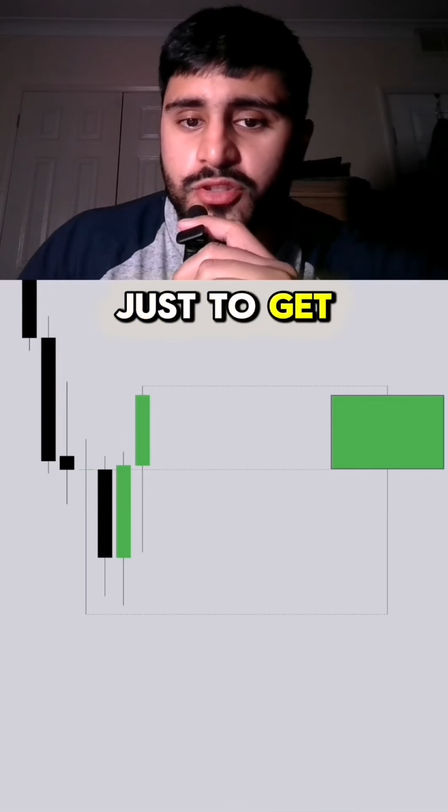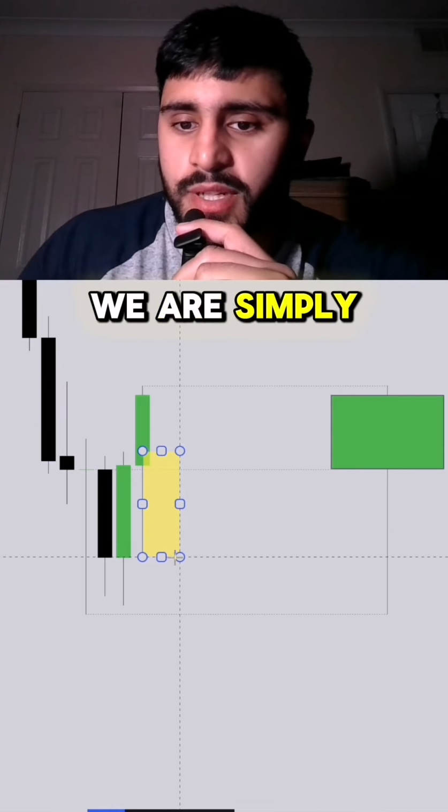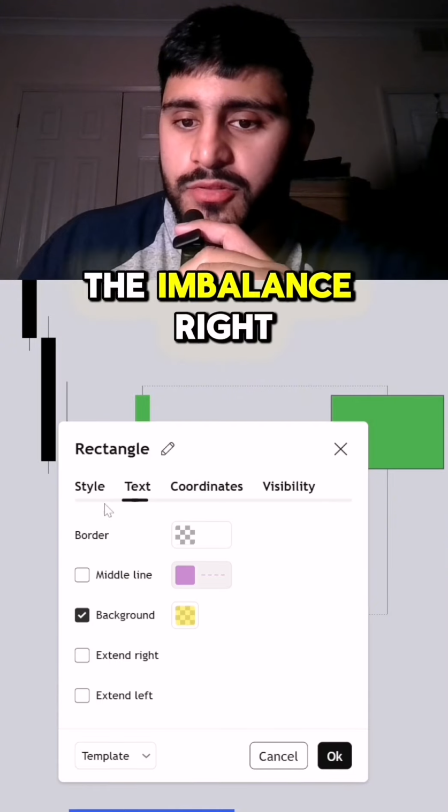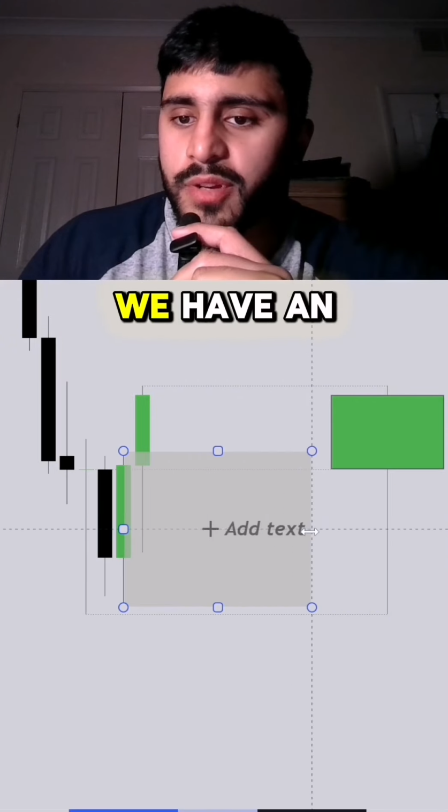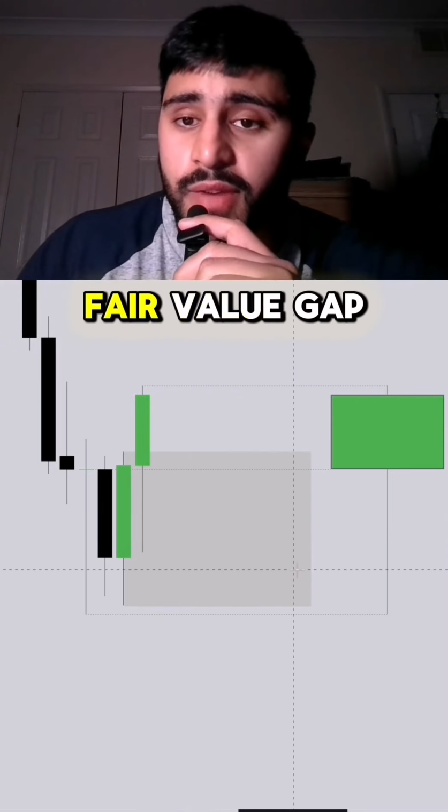So just to get this straight, so people stop asking me questions on this, we are simply looking for the candle prior to the imbalance, right? So now that we have a 15-minute fair value gap, we have an imbalance to look for, right? Step one is a 15-minute fair value gap.